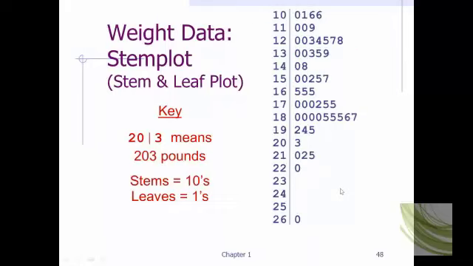And this is what we would get if we finished out the data for our weight data. And you can see that it looks similar to our histogram, but now our classes aren't 20 pounds wide, they're 10 pounds wide. So it's going to look just a little different.